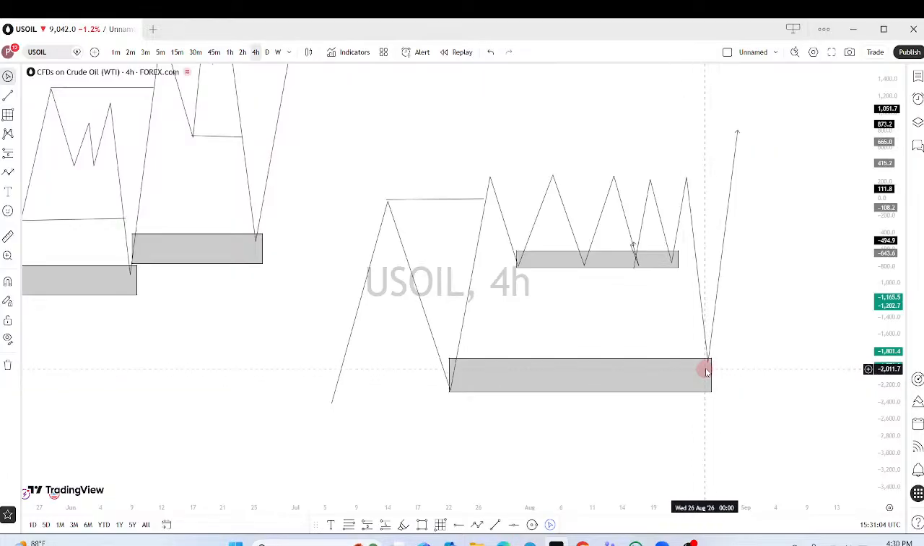No, this level is still valid, and trust me, it might not happen that day, but sometimes it might even happen like a week. Price might not even come to this level for a week, but trust me, price will definitely come back here to clear this liquidity here.